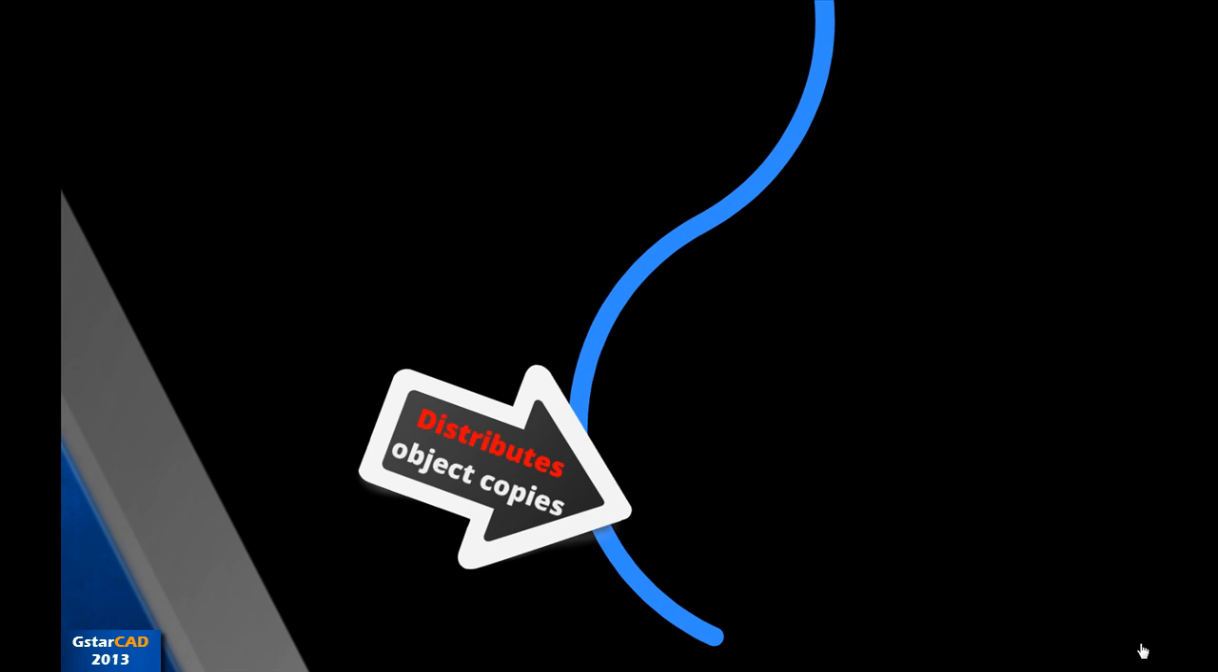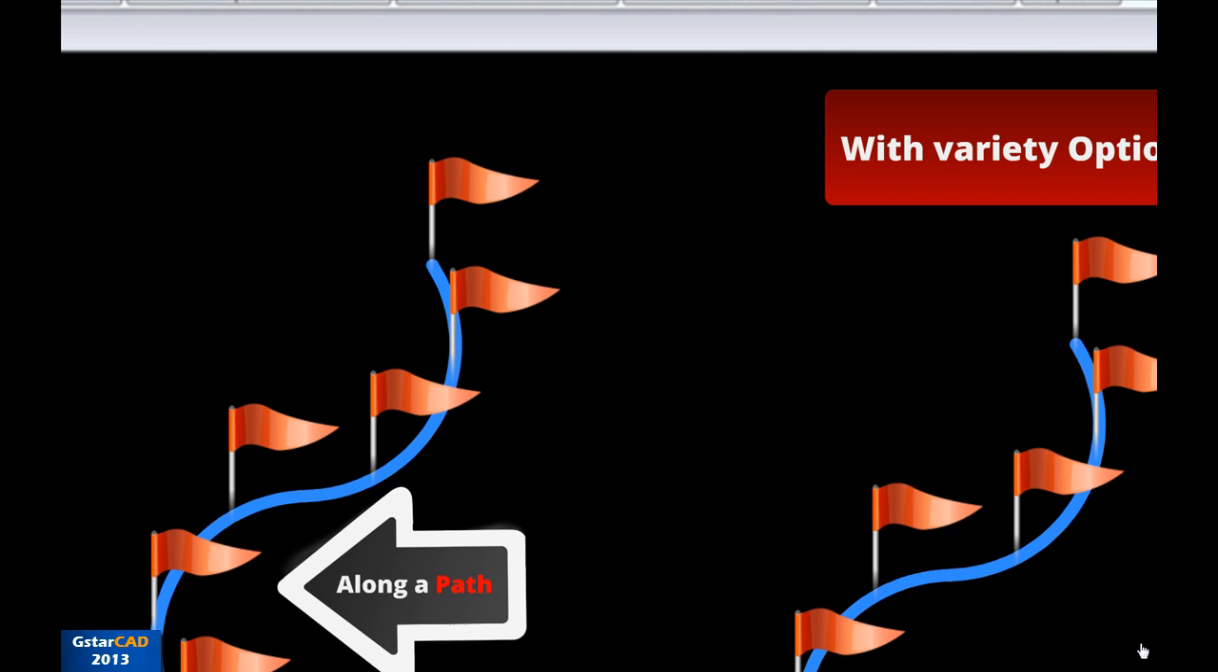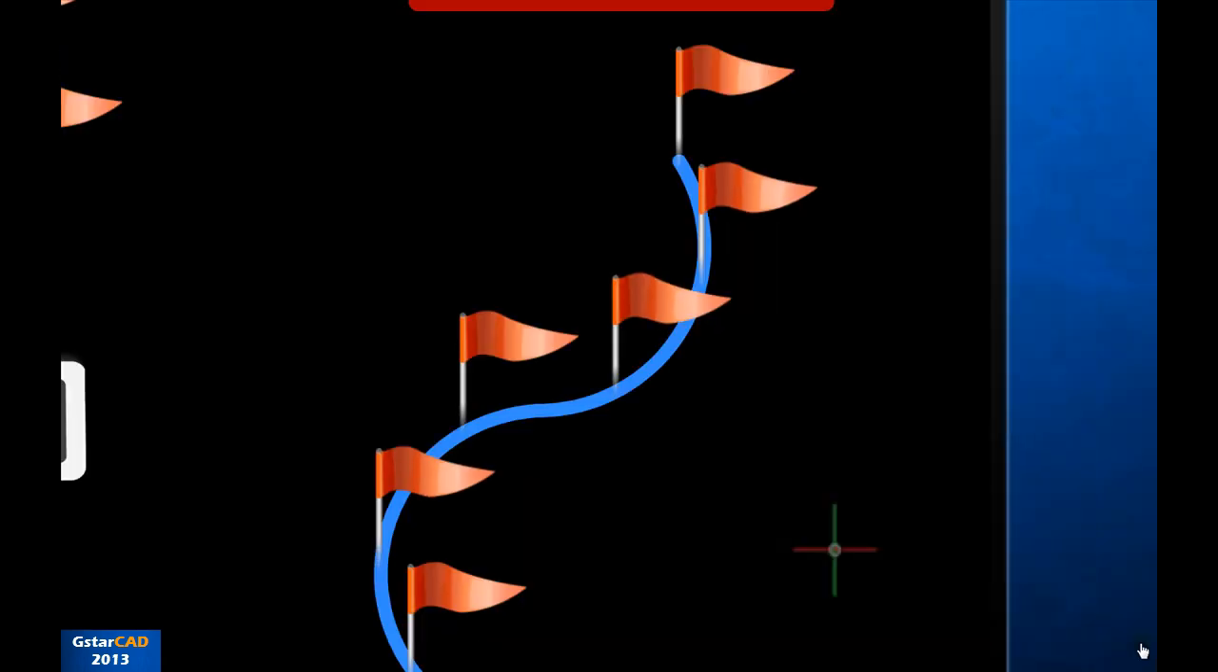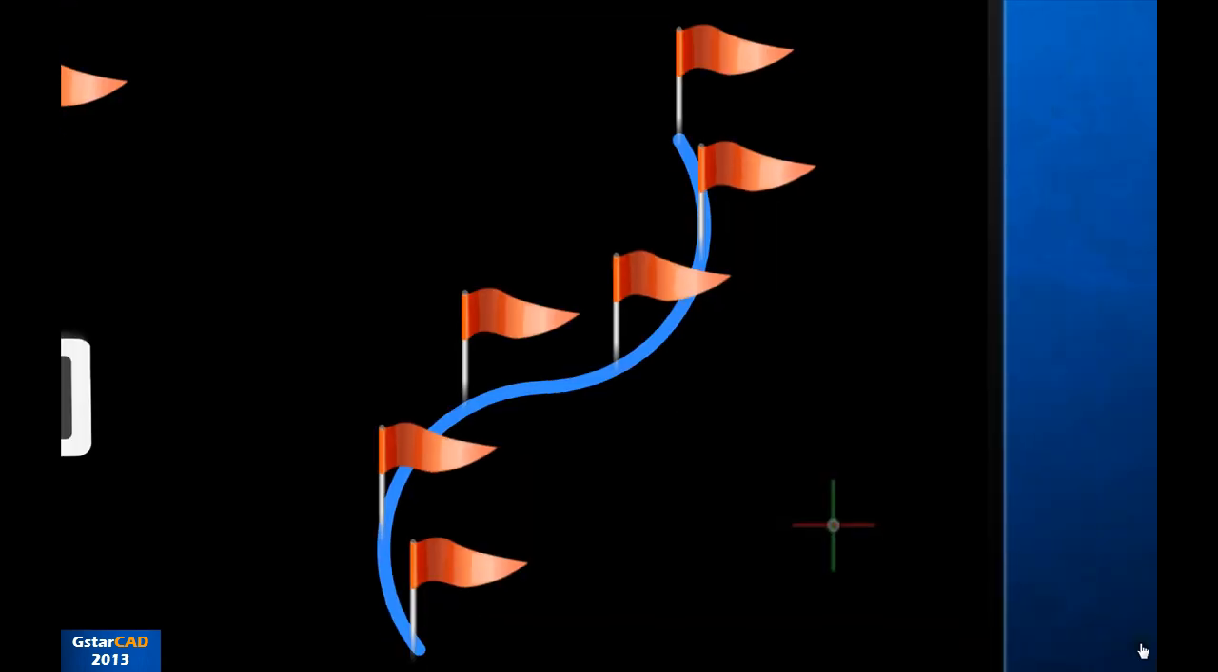Layout by Path distributes object copies, for example this object, along a path. This path can be an arc, line, polyline, or a spline. So Layout by Path distributes objects with a variety of options. In Layout by Path there are three options.